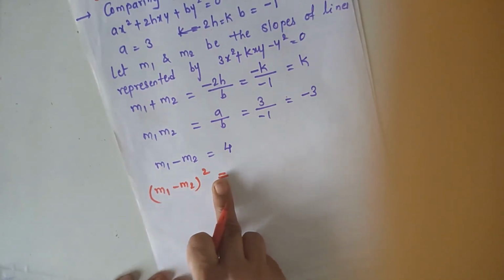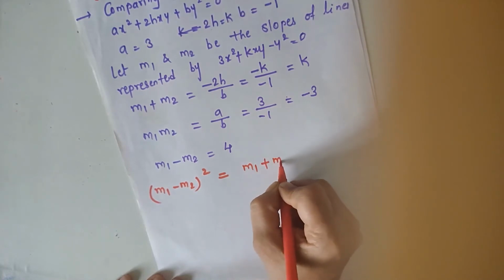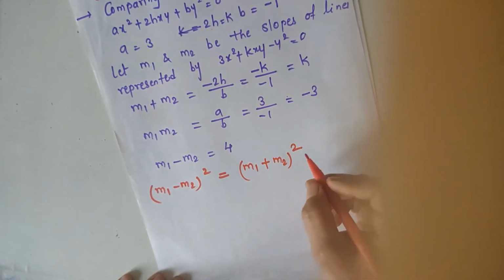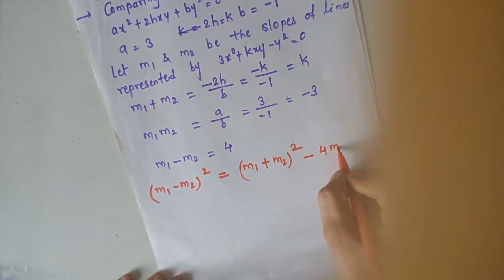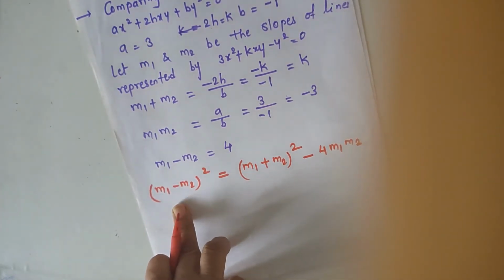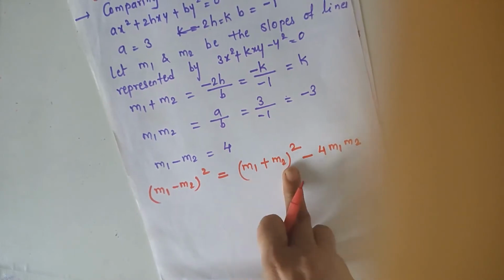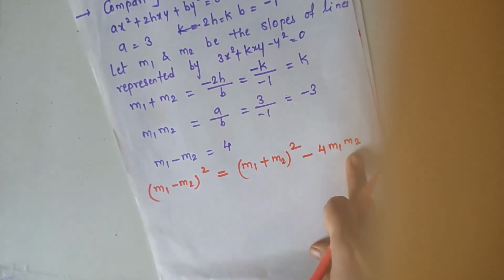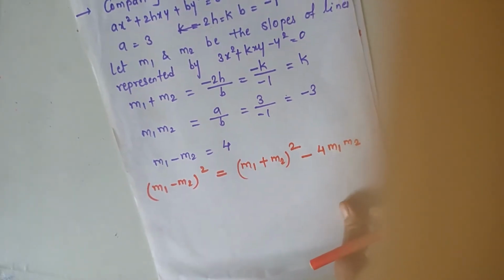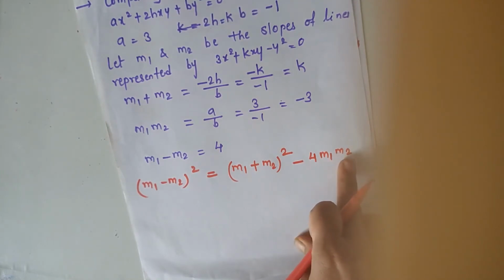(m1 minus m2) whole square can be written as (m1 plus m2) whole square minus 4 into m1 into m2. Here we use the expansion in terms of the sum of two terms and the product of the given terms. So (m1 plus m2) whole square minus 4 into the product of slopes m1 into m2.